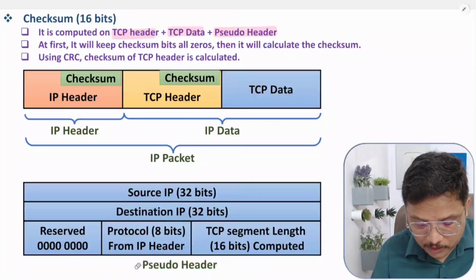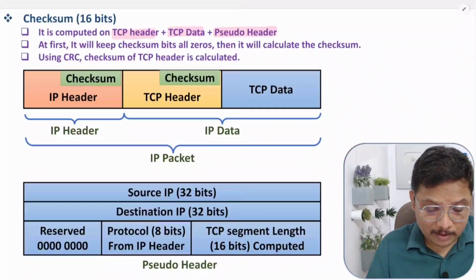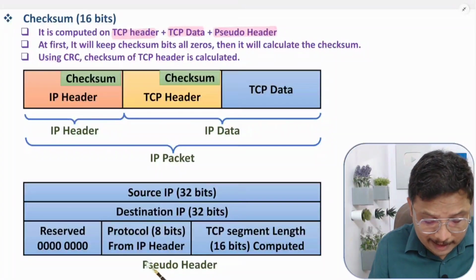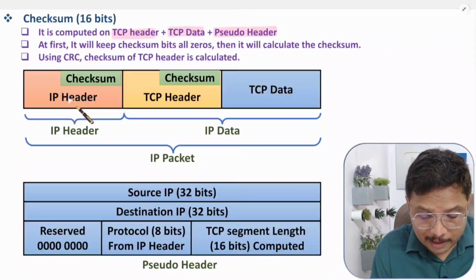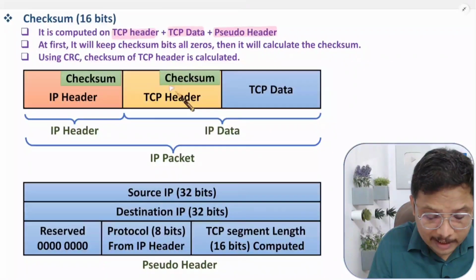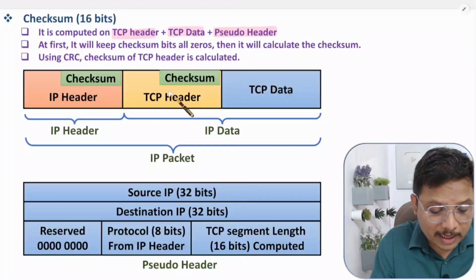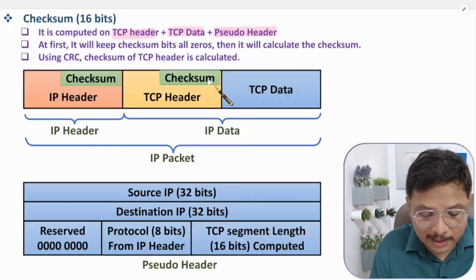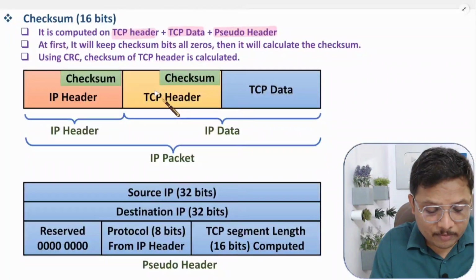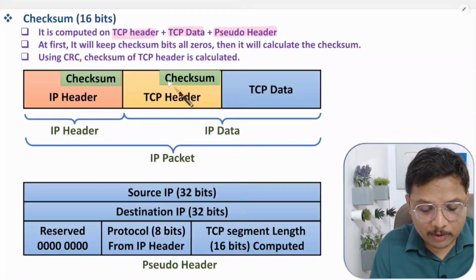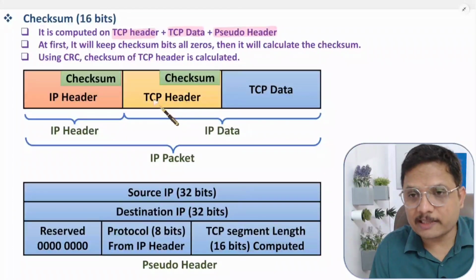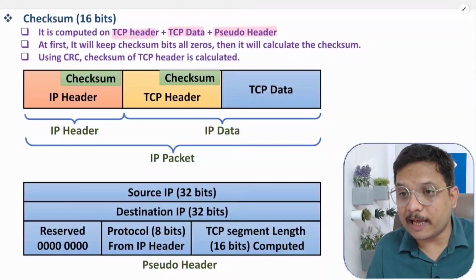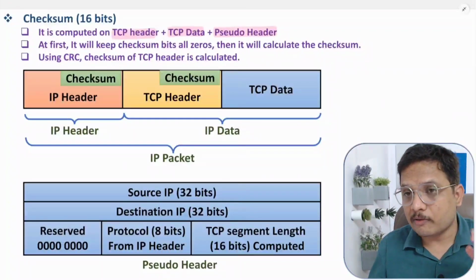It will take those bytes first, and it takes them from the IP header. It will borrow them from the IP header. And then it will take the TCP header and TCP data. Based on that, it will perform CRC, and based on that, it will compute the checksum by placing zeros over here in the TCP header, and once it computes it, it will place it inside the checksum field of the TCP header. This is how the complete checksum calculation happens.